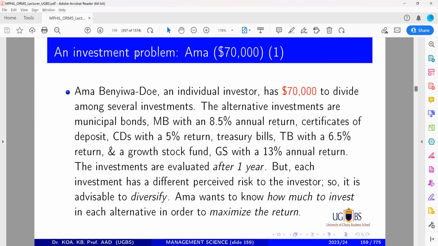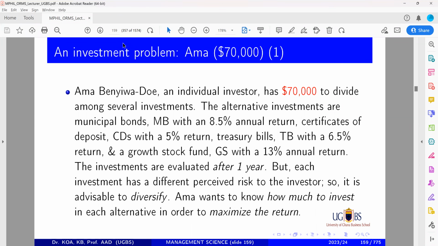An investment problem. 70,000 US dollars. Benua Do, an individual investor, has 70,000 US dollars to divide among several investments.